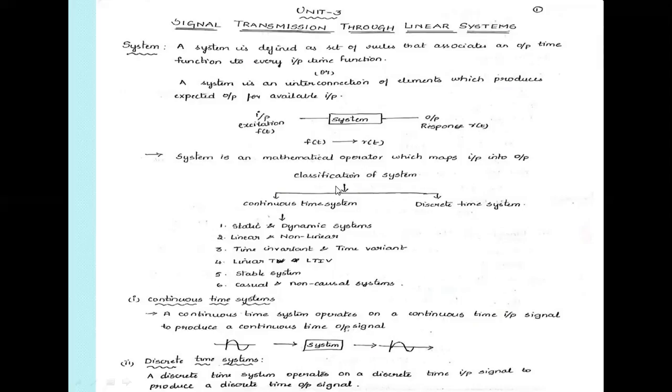The system is classified into two types: continuous time and discrete time. Both continuous time and discrete time are further divided into static and dynamic, linear and non-linear, time invariant and time variant, stable systems, and causal and non-causal systems.